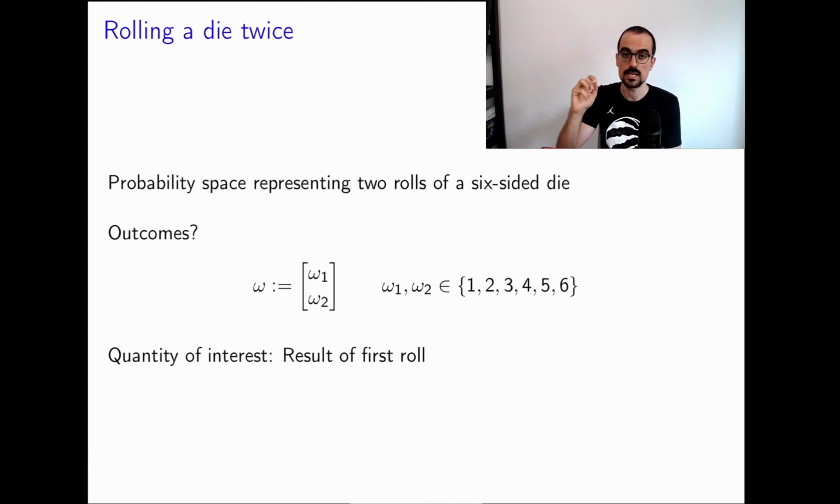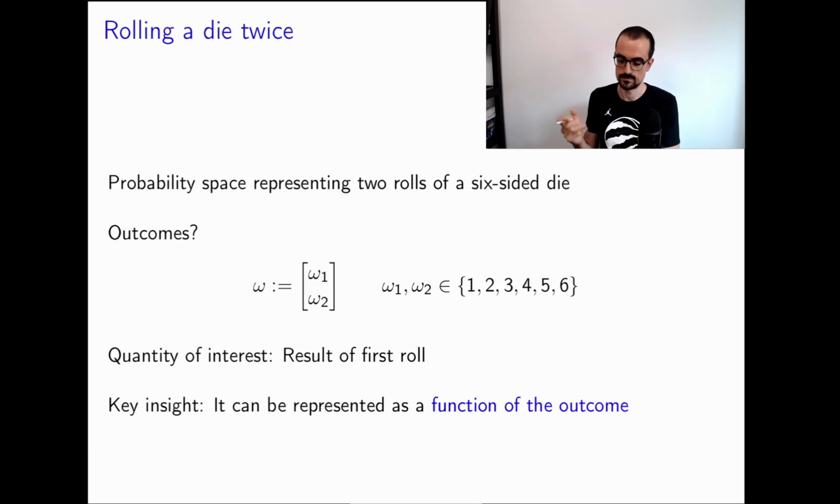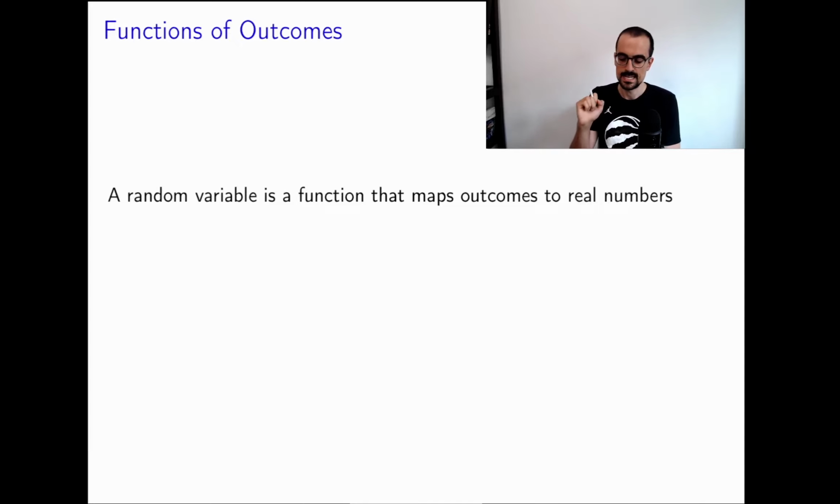So remember, the outcome are the values of the two rolls. So what function are we going to use? The function is actually very simple. Like as often, I was a bit early with respect to my slides. The key insight here is that we can represent the random variable, this variable that we're interested in, as a function of the outcome. That's how we actually define random variables, as functions of outcomes. But let's look at the example and then I'll come back to this point.